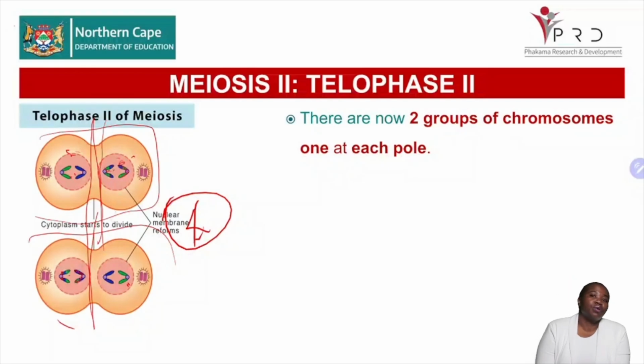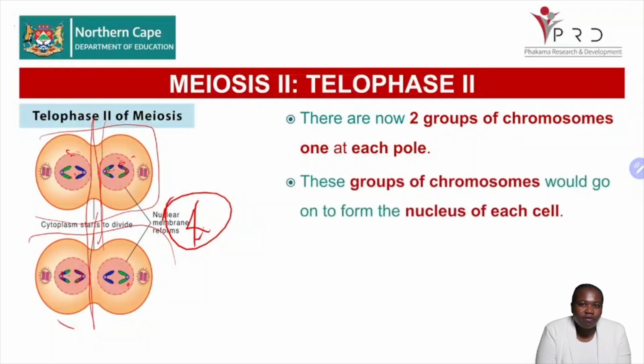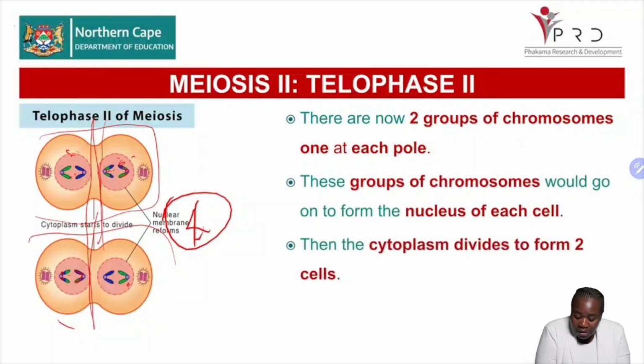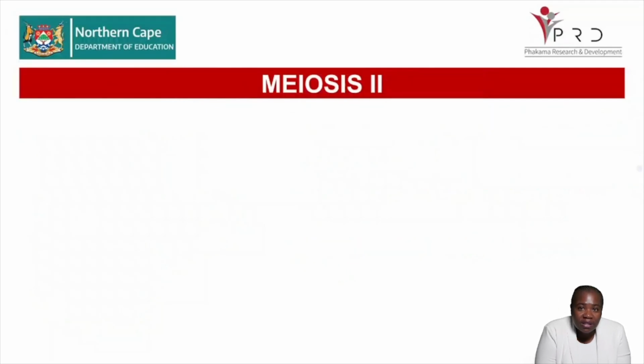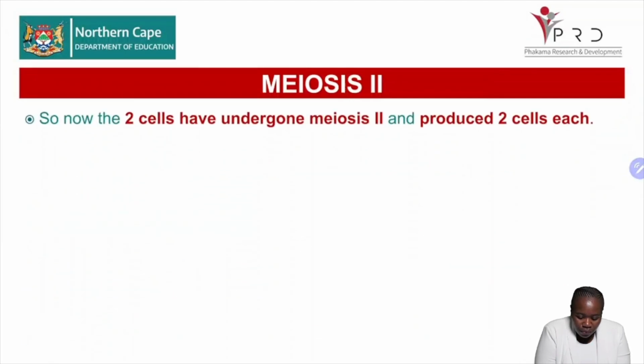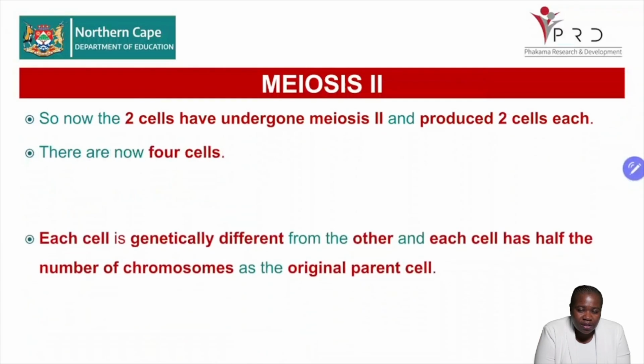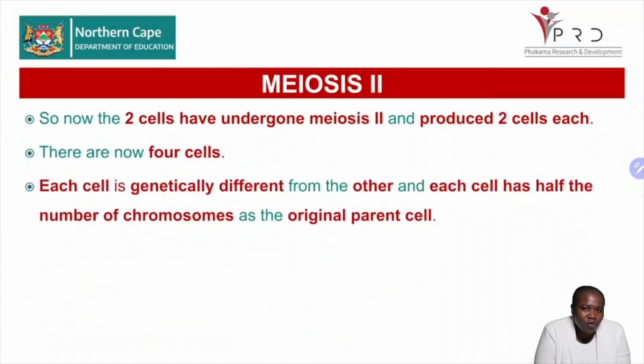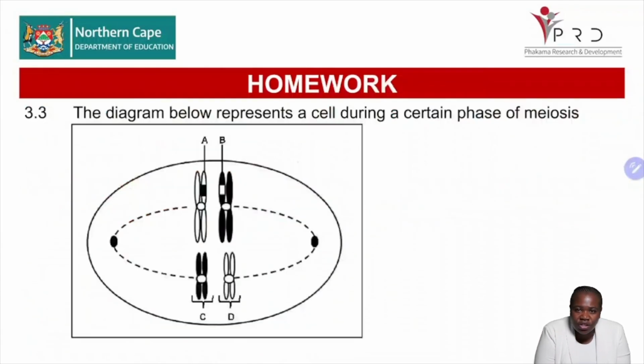So this shows us that these chromosomes are different from each other, leading to our cells being genetically different from each other. Now, if these 4 are the 4 sperm cells that are produced, it tells us that these 4 sperm cells are going to be different from each other, which is what is going to lead to genetic variation of the organisms of that species. Okay, so the 2 cells have undergone meiosis II, and they have resulted in 4 cells. Main thing here is that those 4 cells are genetically different from each other with half the chromosome numbers.